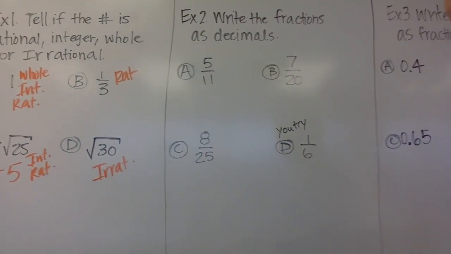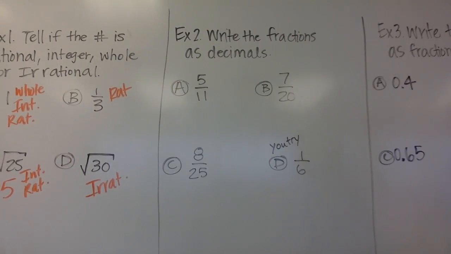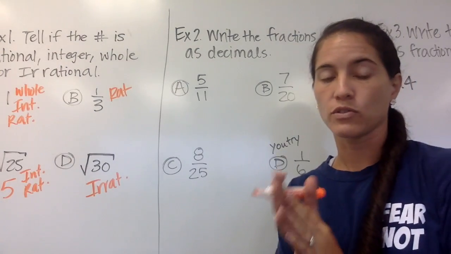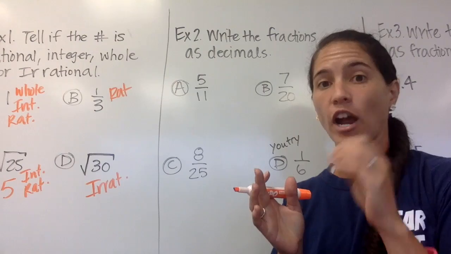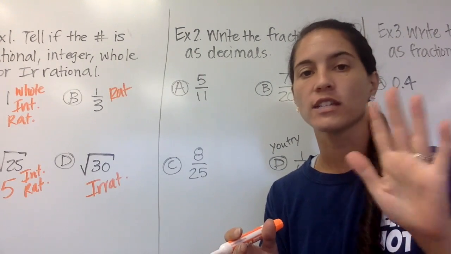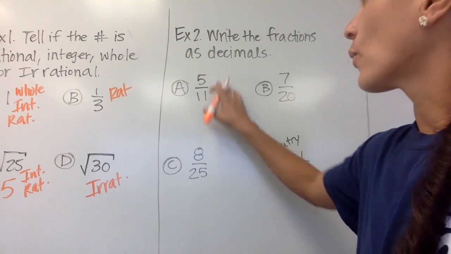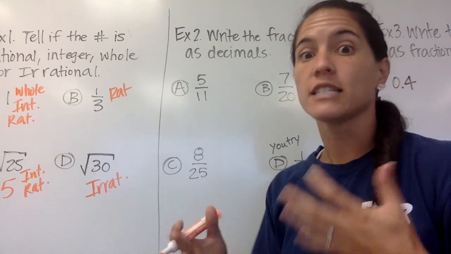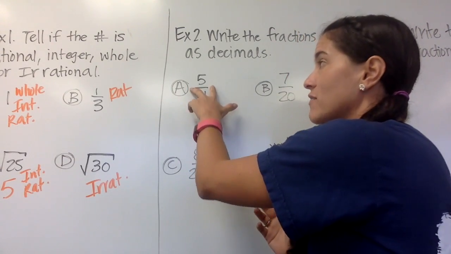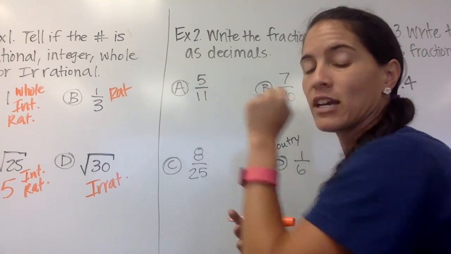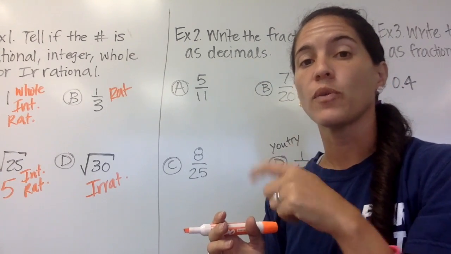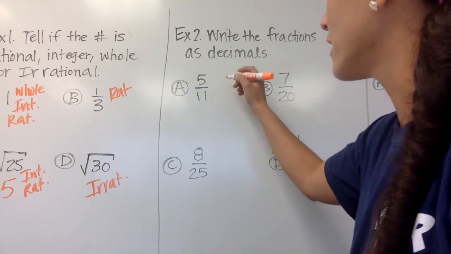All right, example 2, copy that down. Write the fractions as decimals. So we're going to practice converting fractions to decimals. And you might know how to do this. If you do, great. A fraction is a division problem. A fraction bar means divided. This means 5 divided by 11. So we want to change it to a decimal. We are going to have to divide.